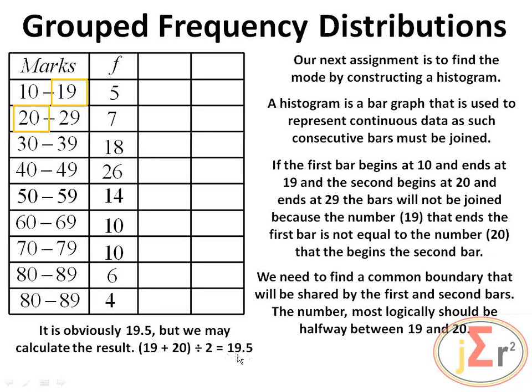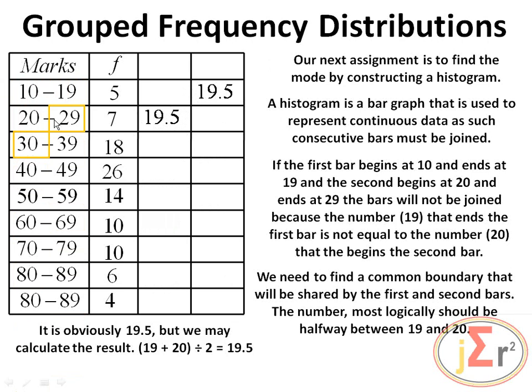Now, when we get this value 19.5, what will that be? It is going to be the boundary, which is the upper one, or the one that ends the first bar, and it is going to be the one that begins the second bar. So we have it indicated here. It will be the one that ends the first bar and the one that begins the second bar. And we need to do that again.